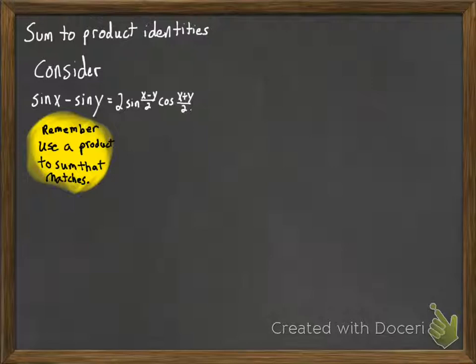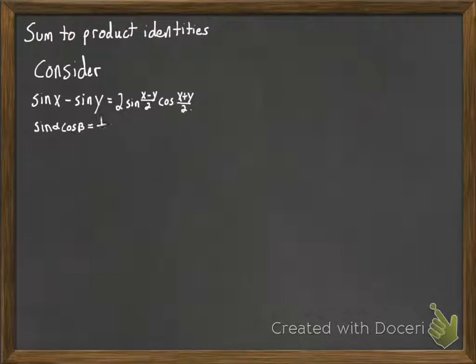Wait, how does it match? Oh, if you look back at your product to sums, you see you have some that involve sums of cosines, differences of cosines, sums of sines, and then you say, well, wait, I don't have any differences of sines. The key is to look at the more complicated side. You see, that's 2 times sine x minus y over 2 cosine x plus y over 2. That's a sine times a cosine. And then we have a product to sum identity that also involves a sine times a cosine. That's the one we want to use.